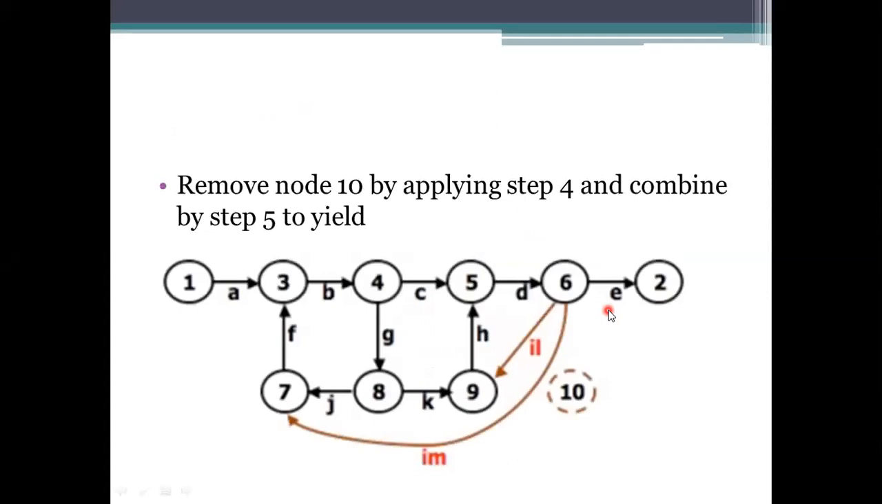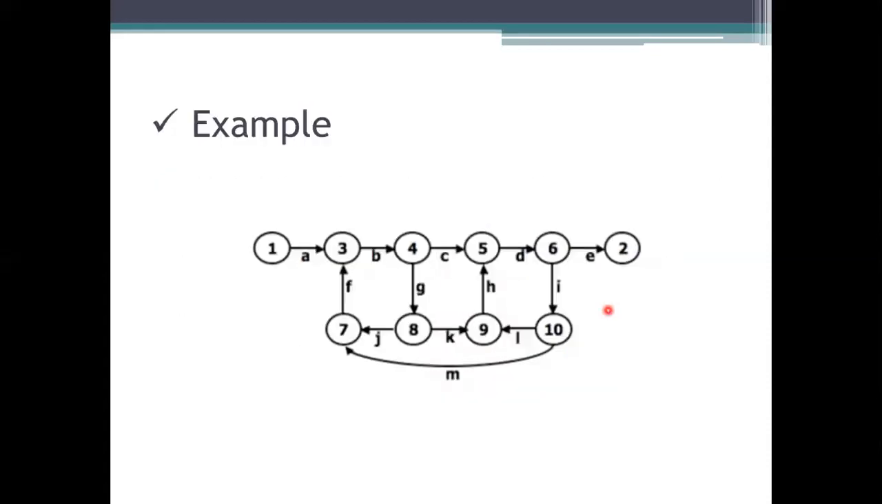So here, if I am removing the 10th node, what is the path here? First, I need to know from where, wait. So it is being considered from 6 to 10 and 10 to 9. So I am removing this one. Then I will create a link here. Okay. Next, 10 is being removed from 6 to 10. Okay. And then what is being considered?